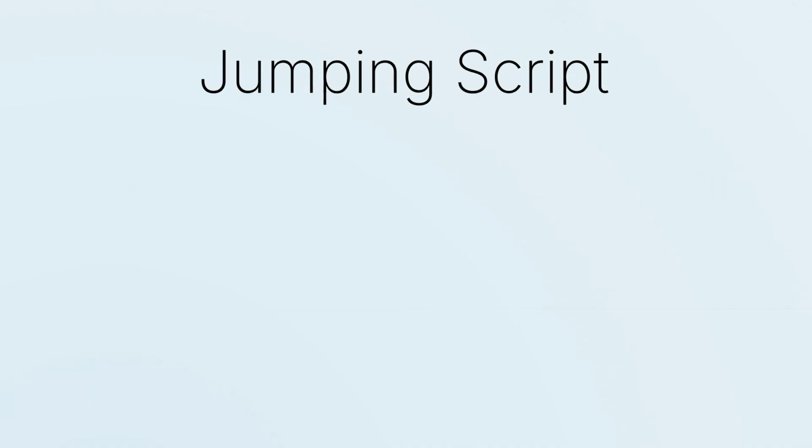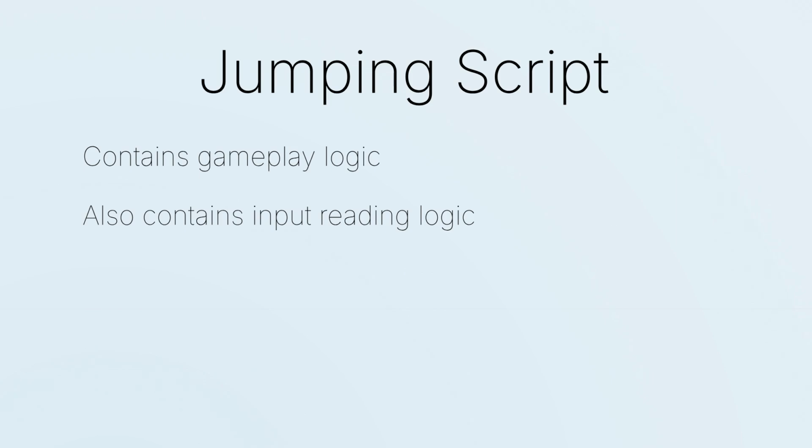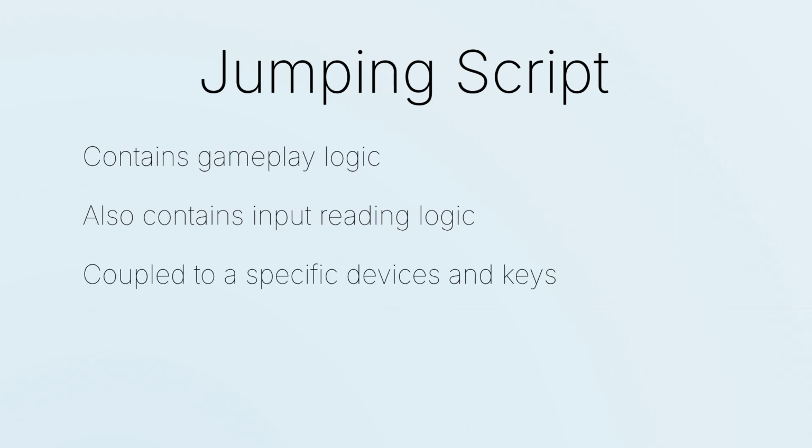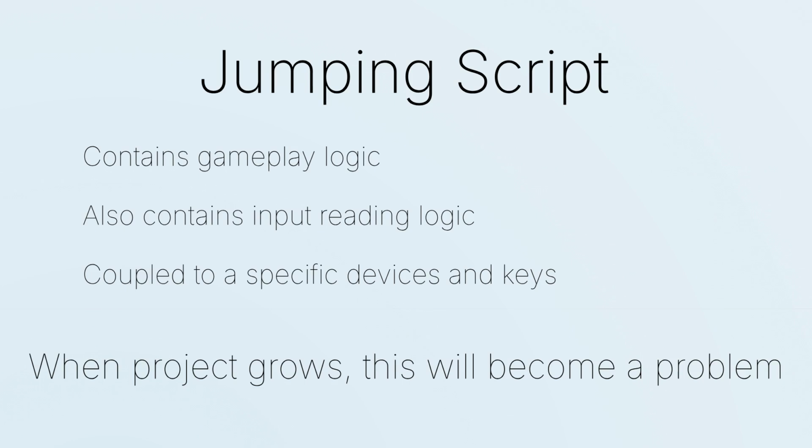In the current version of the game, the jump script is doing two different things. First, it contains gameplay logic. The player can jump only when grounded, and when it jumps, we apply an upward velocity. But it also contains input reading logic. It checks if the player presses space, up arrow, or W. That means the gameplay script is coupled to a specific device and to specific keys. For a prototype, this is fine, but once the game grows, this becomes a problem.